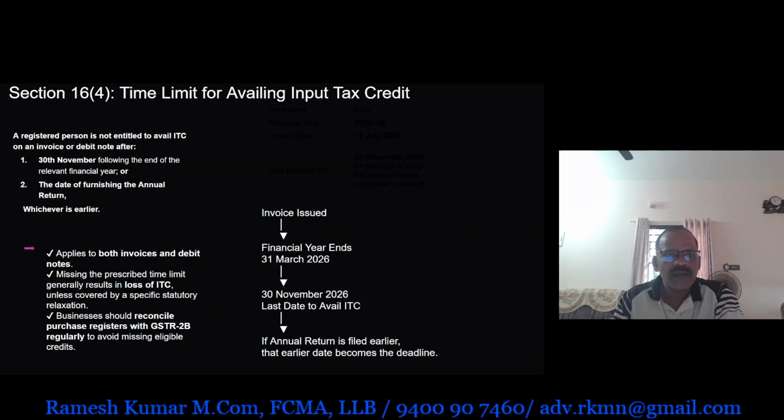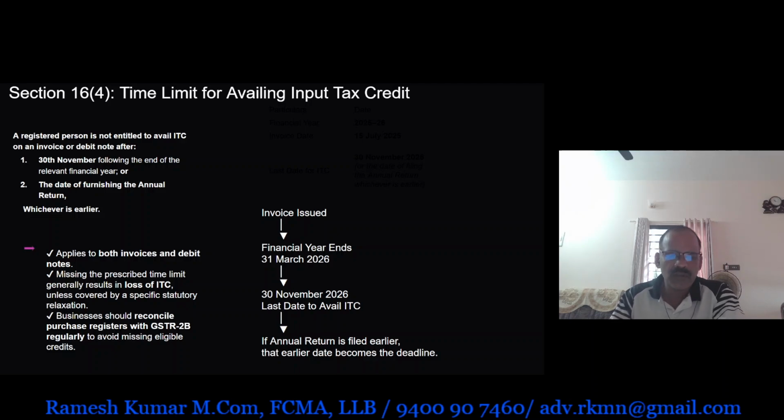Provided the registered person will be filing his annual return for the financial year 25-26 only before December 31st, 2026. So if he happens to furnish the annual return before November 30th, then that date will be the outer time limit before which the registered person has to claim his ITC. Please remember this date. Any delay on the part of the recipient to claim ITC paid on purchases, inward supplies, he will lose the eligibility.